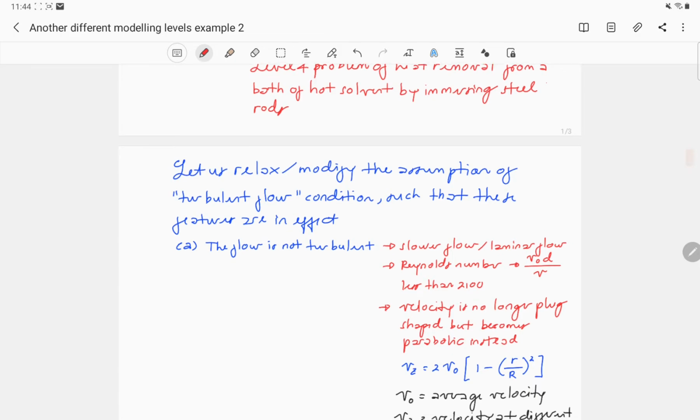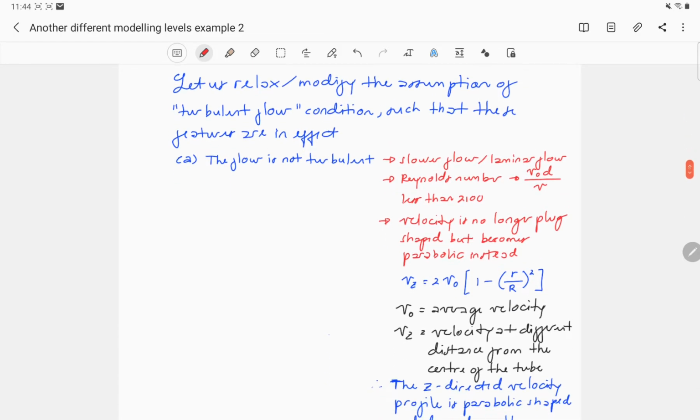So the first thing is that the flow is not turbulent. So when the flow is not turbulent, then we have basically a slower flow. So this implies that the Reynolds number will be less than 2100. This one is normally the velocity, and then this d is normally the tube diameter. And then this one is basically the kinematic viscosity, ν in here, which is normally viscosity divided by the density. And the Reynolds number in here is a dimensionless number as well.